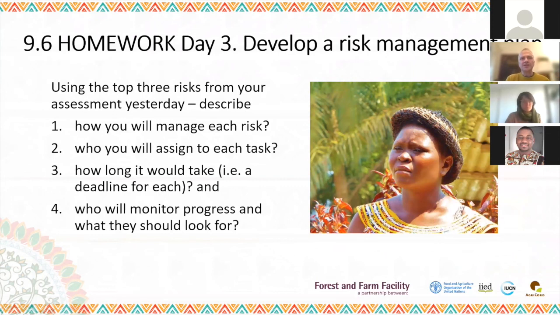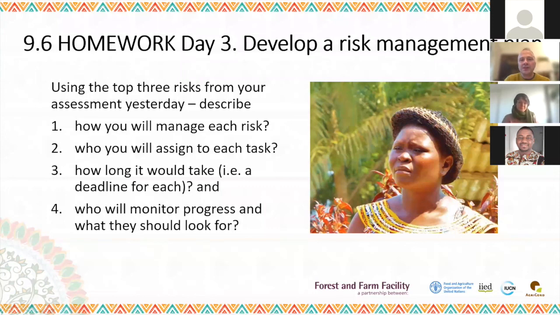So what I'd like you to do today is to take the three main risks that you prioritized through your risk ranking exercise yesterday and brainstorm yourself, think up, what are one or two things that we could do to manage this risk or to solve this problem? And when you think about that, if you've got a particular forest and farm organization in mind, think, well, who should be responsible for doing that in that organization? And then think, how long would it take? Could we set a deadline? Is this something that we can do within a few days? Or is it going to take a whole year? And finally, answer that question that was raised in the chat, who is responsible for monitoring progress and what they should look for? Okay.